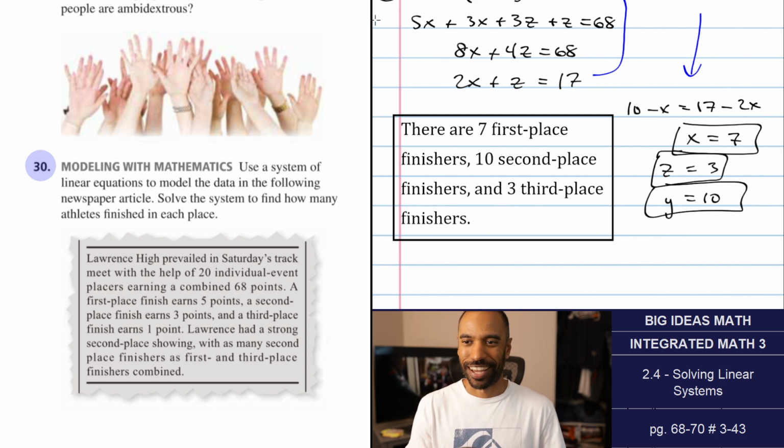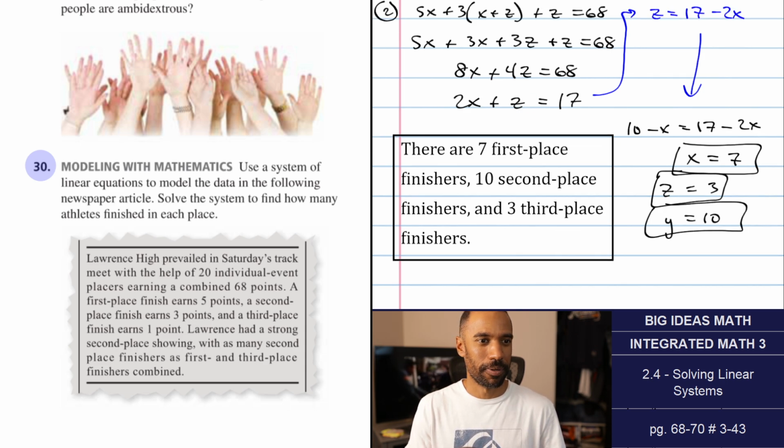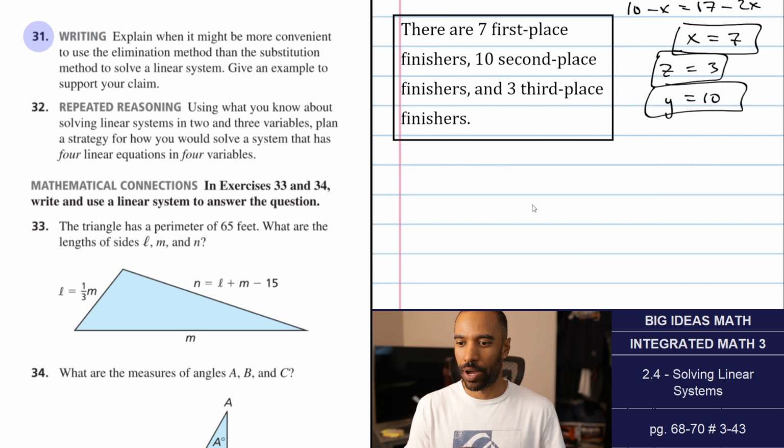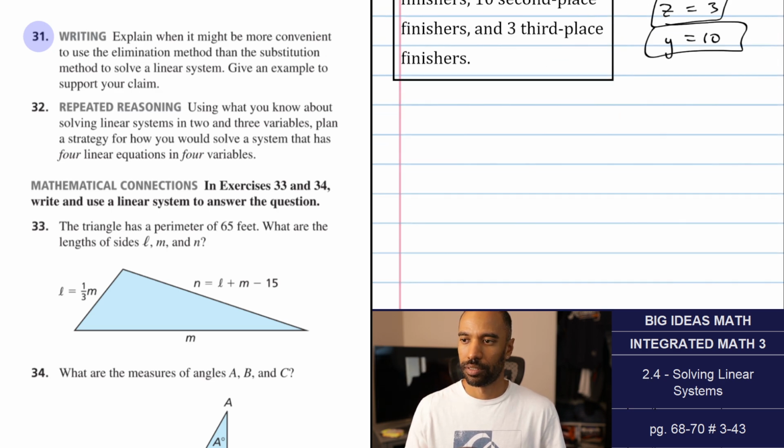Okay, let's see. We finished number 30. Let's keep going forward. What are we going to? 43. All right, 13 more problems. Number 31. I still got room down here.